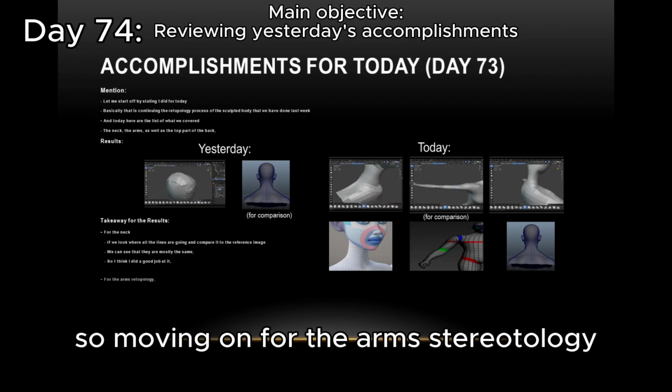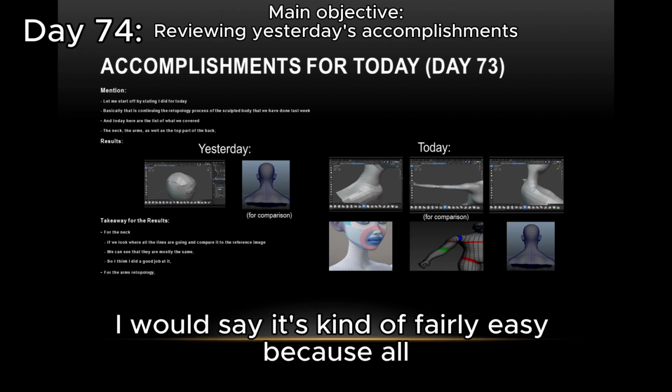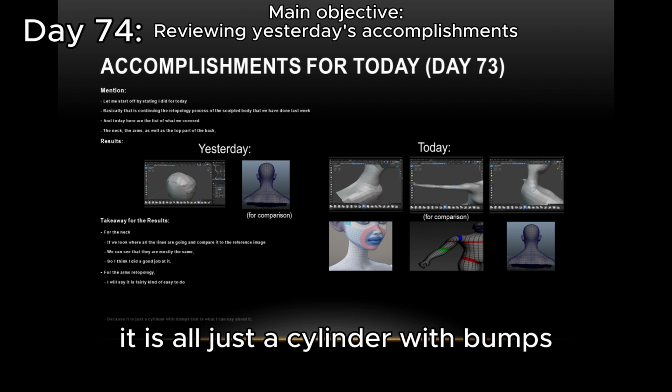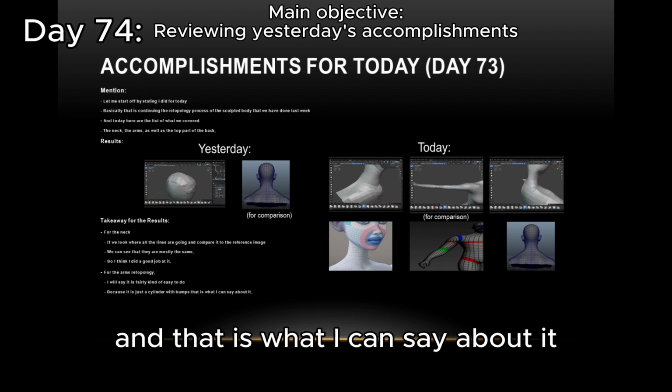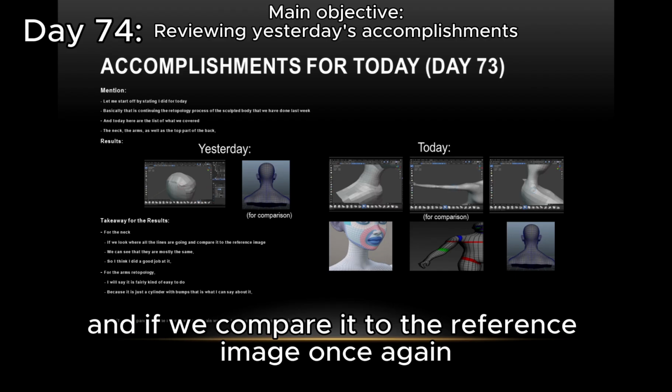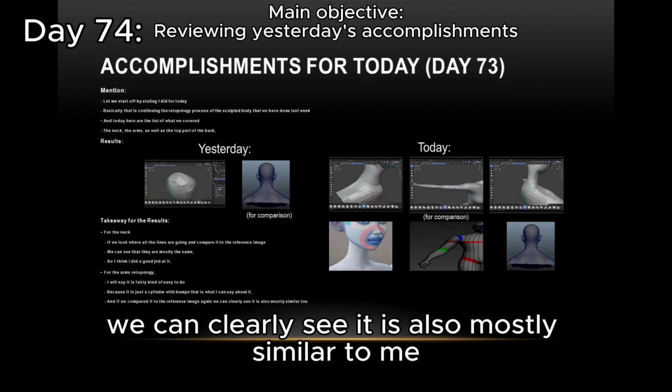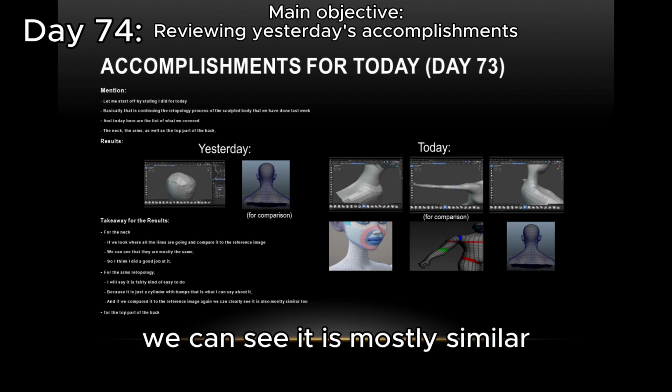Moving on, for the arms retopology, I will say it's fairly easy because it is all just a cylinder with bumps, and that is what I can say about it. If we compare it to the reference image once again, we can clearly see it is also mostly similar. And moving on, for the top part of the back, we can see it is mostly similar.